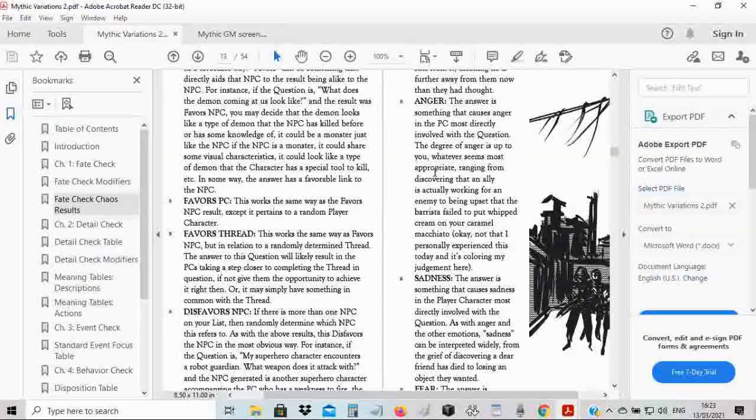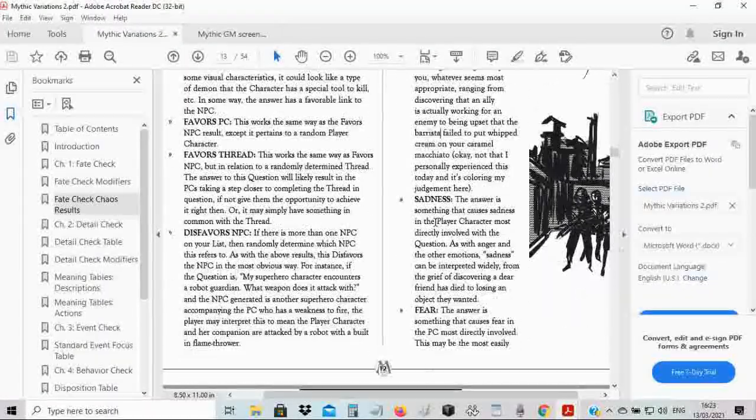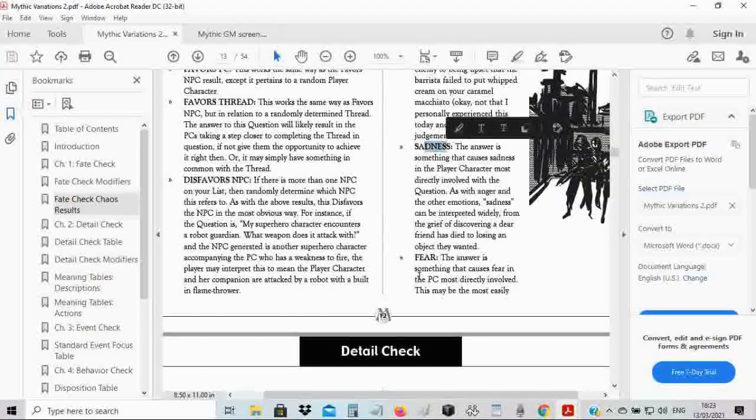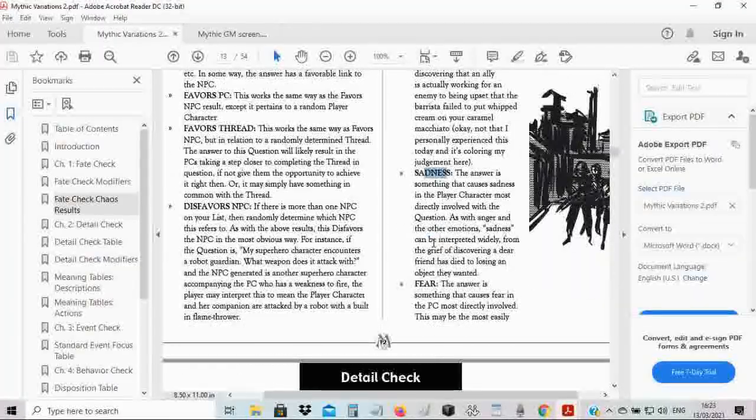Anger causes anger in the PC. Like maybe he learns that the bad guy he's hunting kills even more innocent people. And sadness, that could be a part of it too. Maybe he learns that the guy he's hunting kills one of his loved ones. Fear.